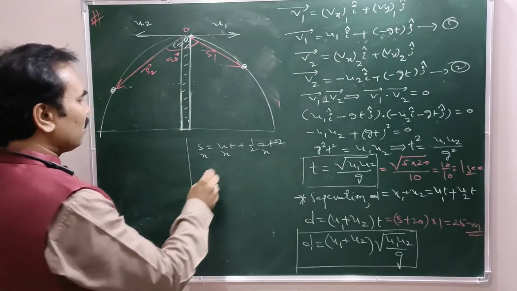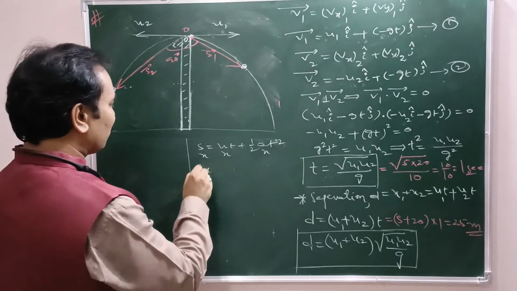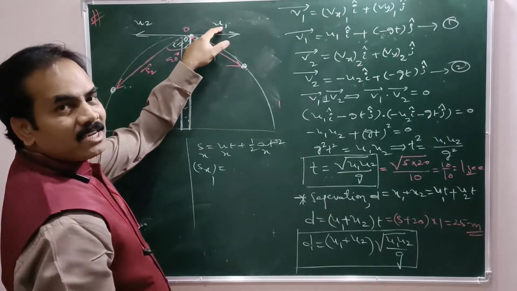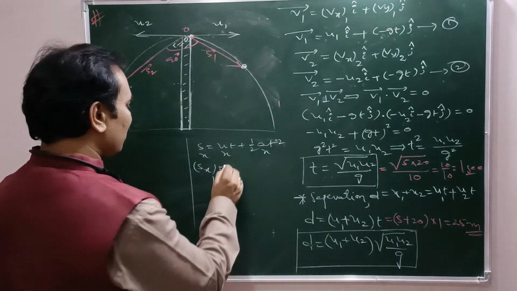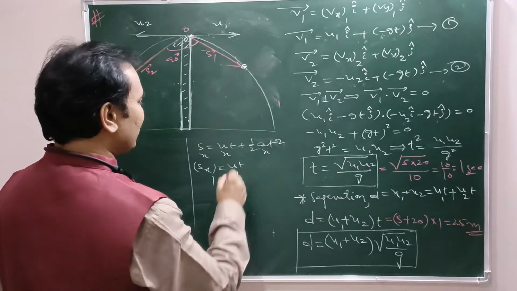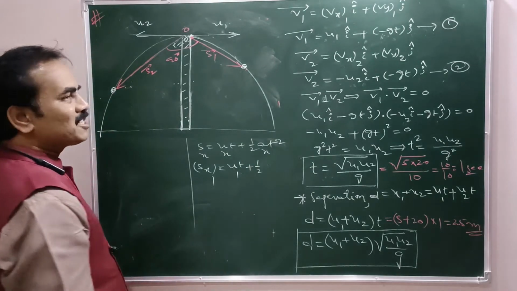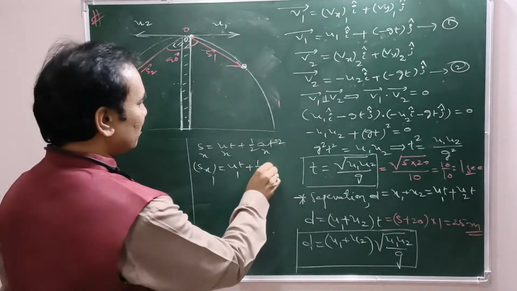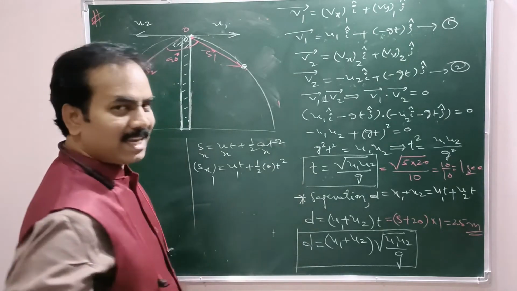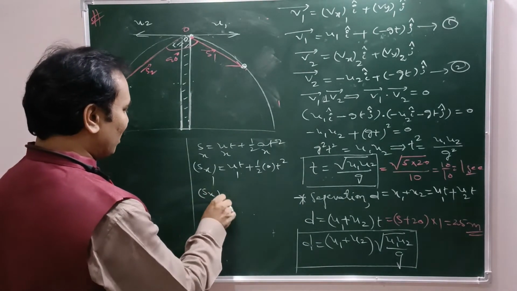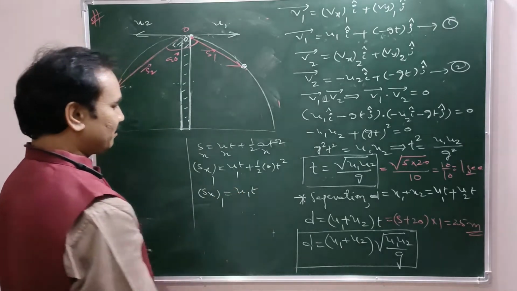So Sx for the first projectile is ux. What is ux? Initial velocity along x, that is u1, into t plus half into ax. What is ax? Acceleration along x-axis is 0, into t square. There is no acceleration along x-axis. So Sx1 equal to u1 into t.